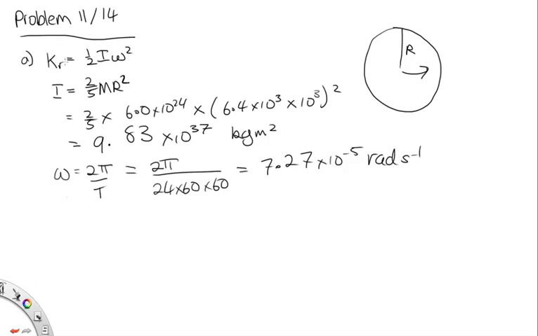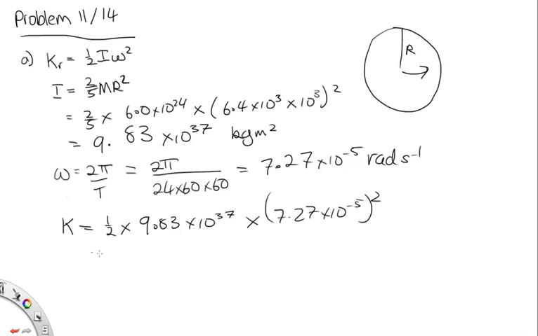Okay, now we can substitute everything into this equation. So the kinetic energy of rotation is a half times 9.83 times 10 to the 37 times 7.27 times 10 to the minus 5 squared. Solving that on the calculator gives us 2.5977 times 10 to the 29, which to two significant figures is 2.6 times 10 to the 29 joules.